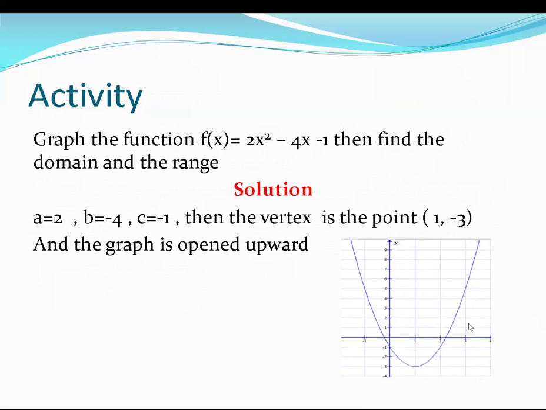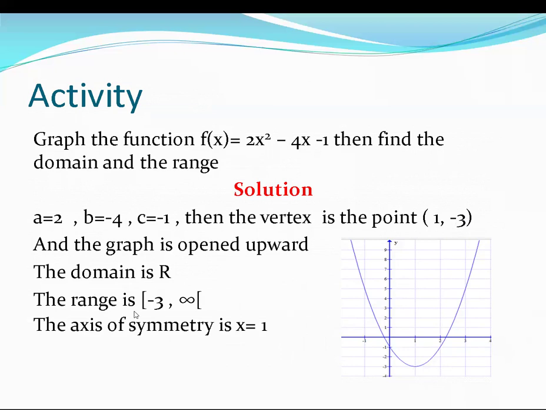This graph opens upward because the coefficient of x squared is positive. The domain is R, real numbers, on the x-axis from negative infinity to positive infinity. But the range is from negative 3 to positive infinity. The axis of symmetry is x equals 1.